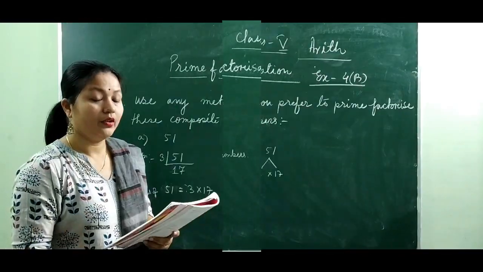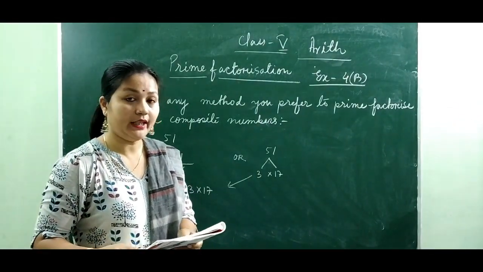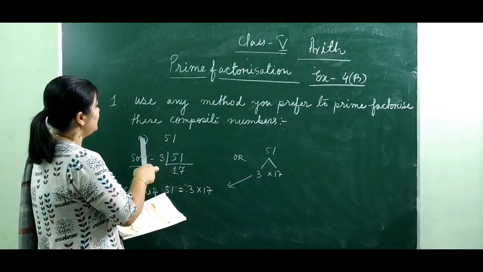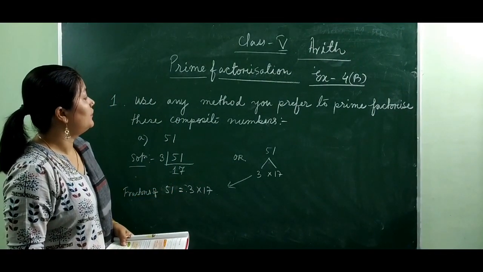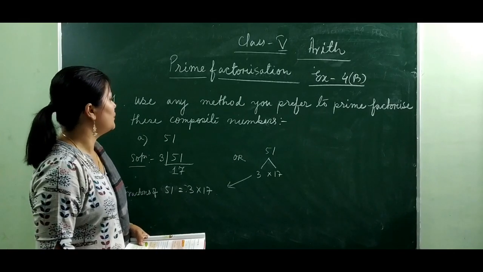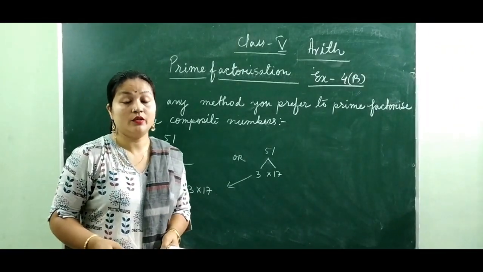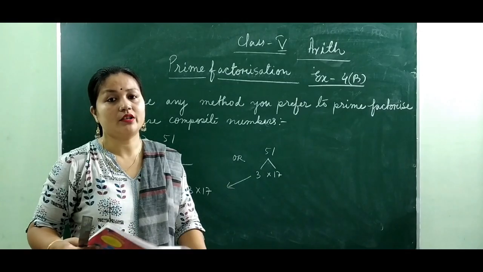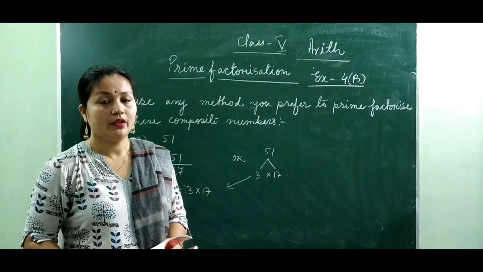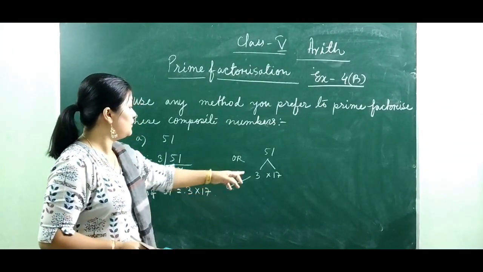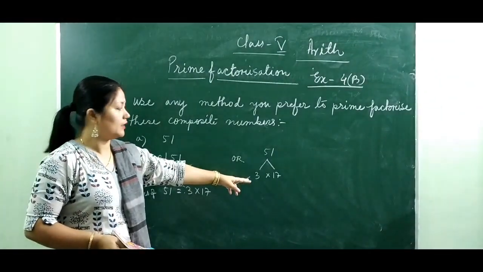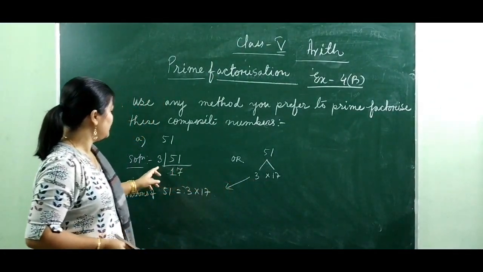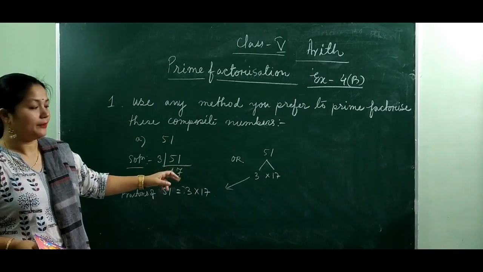Now we will go to exercise 4a. Use any method you prefer to prime factorize these composite numbers. Already I showed you how to find the prime factorization. I showed you the factor tree method. Or you can do it like this also, the short division method.